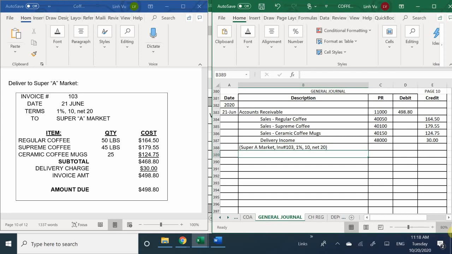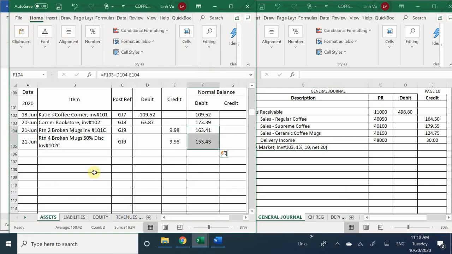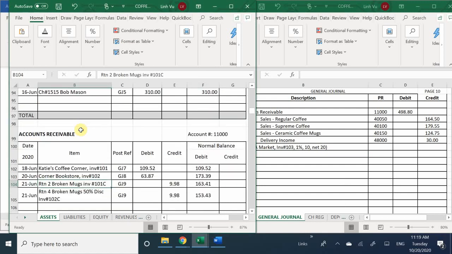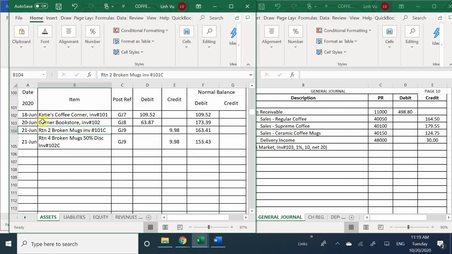All right. So where do we need to go first? General ledger. We're going to start with our accounts receivable. Luckily, when we left off was on accounts receivable. So on June 21st, who did we sell it to? Super A.